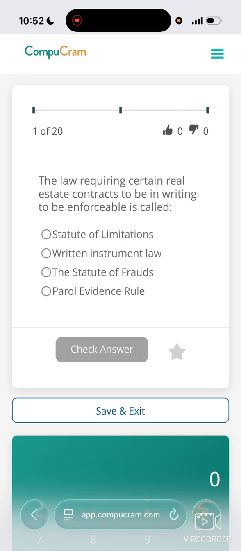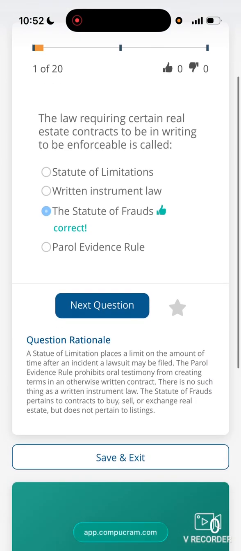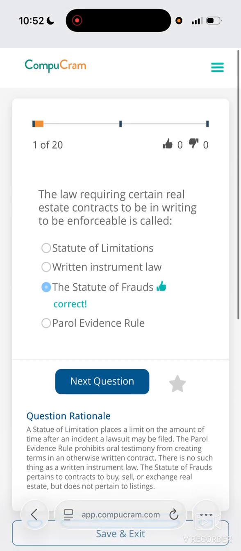Number one, the law requiring certain real estate contracts to be in writing to be enforceable is called statute of limitations, written instrument law, the statute of frauds, or parole evidence rule? Statute of frauds. Question rationale: a statute of limitation places a limit on the amount of time after an incident a lawsuit may be filed. The parole evidence rule prohibits oral testimony from creating terms in an otherwise written contract. There is no such thing as a written instrument law. The statute of frauds pertains to contracts to buy, sell, or exchange real estate, but does not pertain to listings.